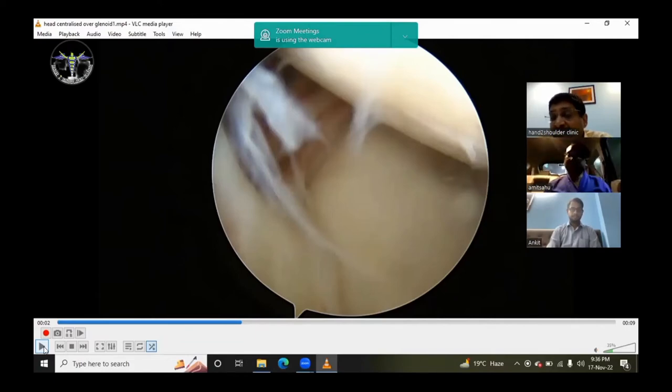If there is a very high amount of bone loss, then it should be replaced by bone by many procedures. You should either do bone grafting or take a coracoid, but you have to replace bone with bone. Soft tissue procedures, especially in high demand athletes, will stretch out.